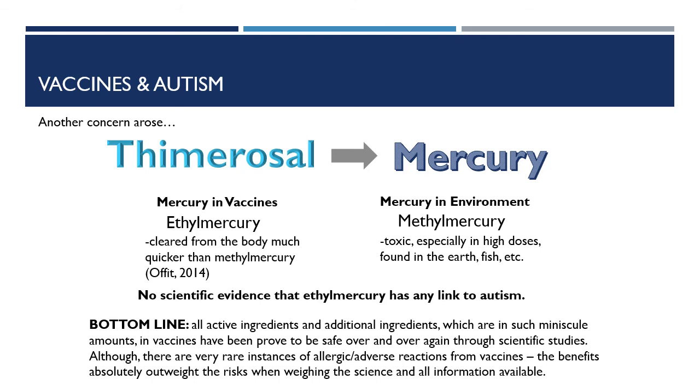Thimerosal is ethylmercury, which is broken down by the body much quicker than methylmercury and poses no threat to our health and absolutely does not cause autism for that matter. This has been studied at length and once again debunked that it has any adverse effects. Even with that in mind, it's not even in most current formulas of vaccines, besides for an influenza multi-dose shot. Bottom line, vaccines do not cause autism.